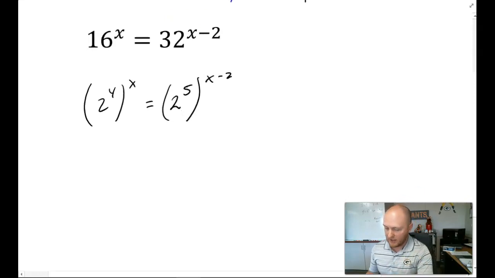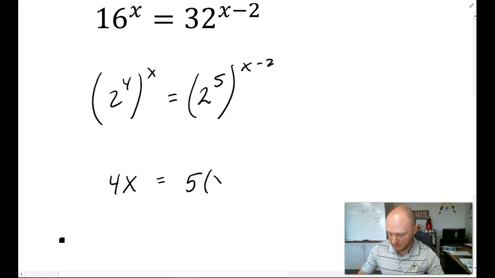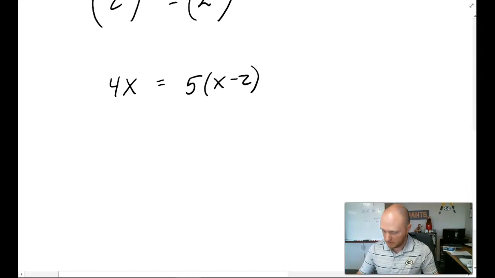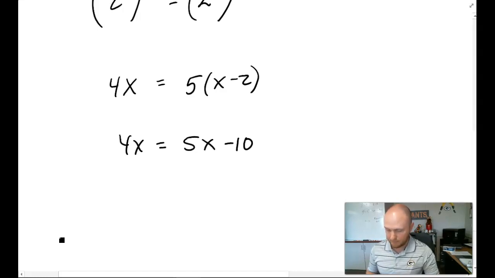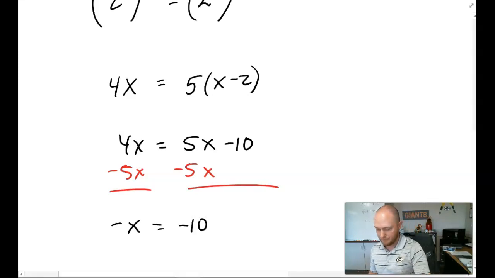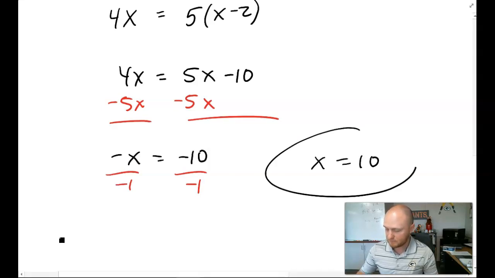Okay, so we'll go ahead. We now have the same base. So we'll set the exponents equal to each other. We get 4x is equal to 5 times x minus 2. And we'll solve the linear equation. 4x is equal to 5x minus 10. I'll go ahead, subtract 5x. And we get negative x is equal to negative 10. Divide by negative 1. Therefore, x is 10. That's your solution.